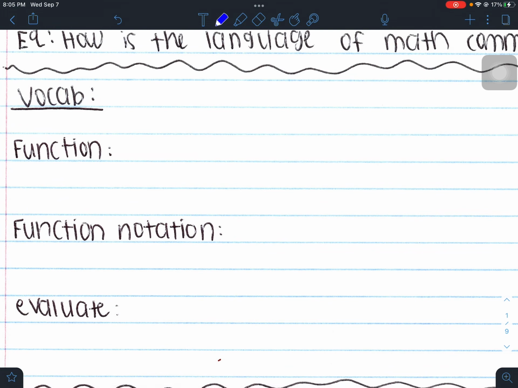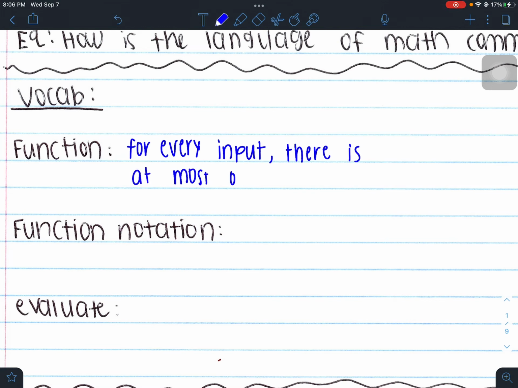So our first word here is function. The definition of function that I'm going to use is that for every input, there is at most one output. Now the key words here are at most. So if I'm putting something into a function, at most I should get out one output.